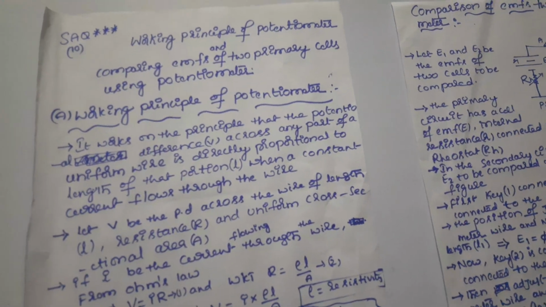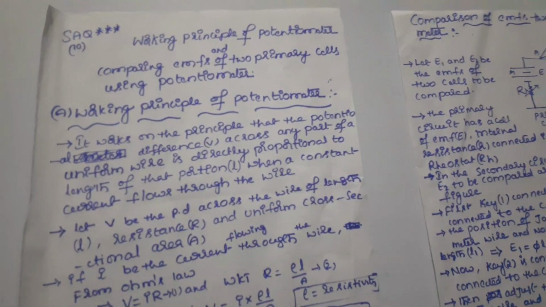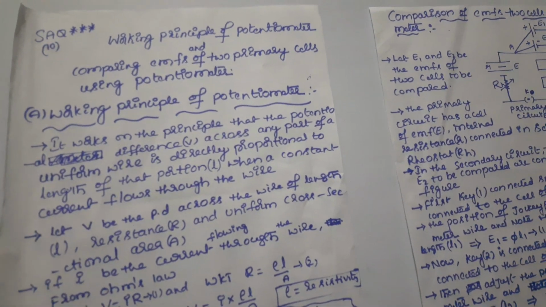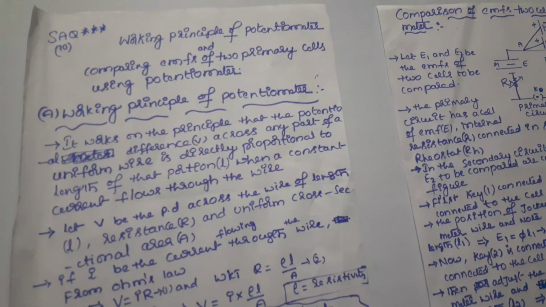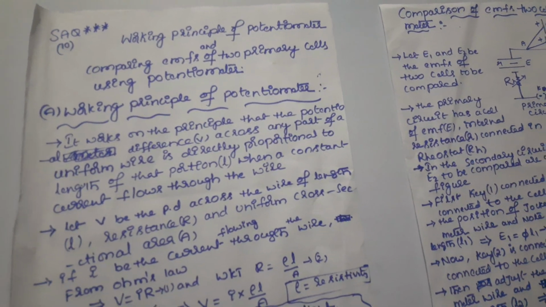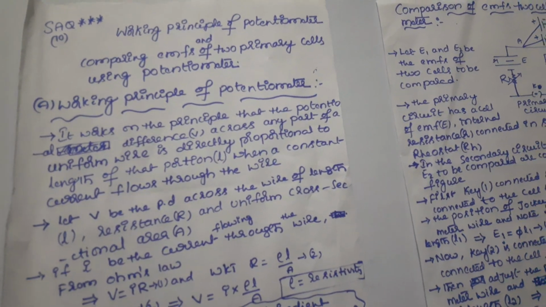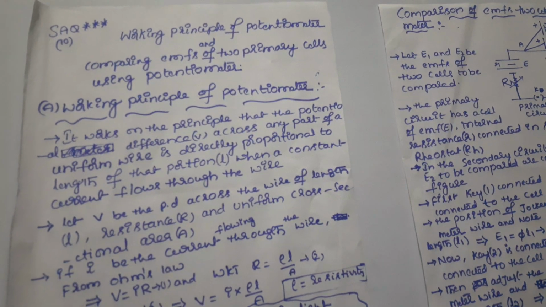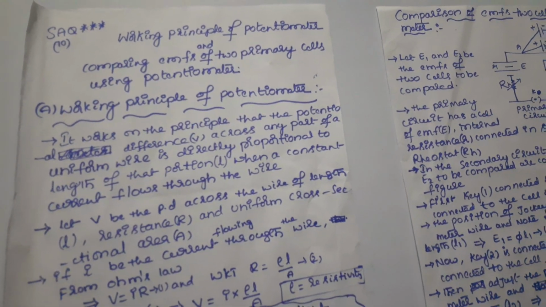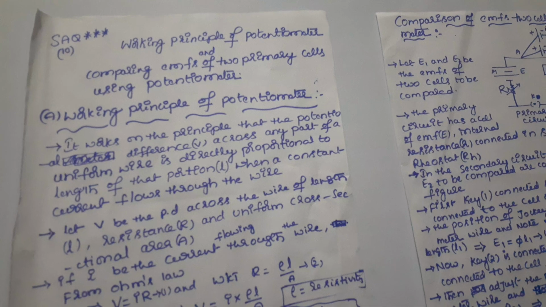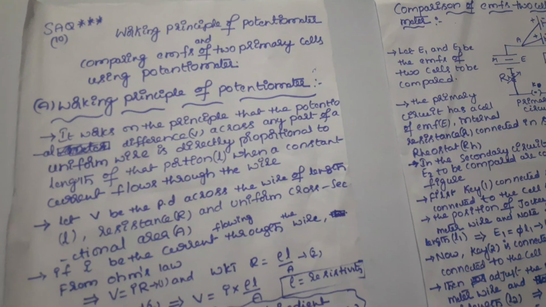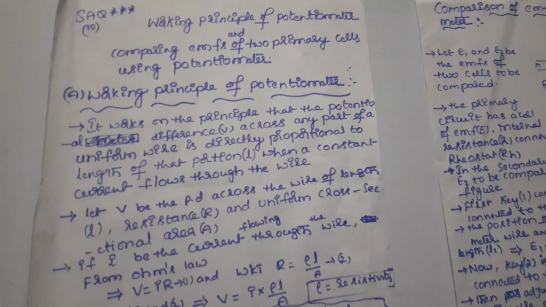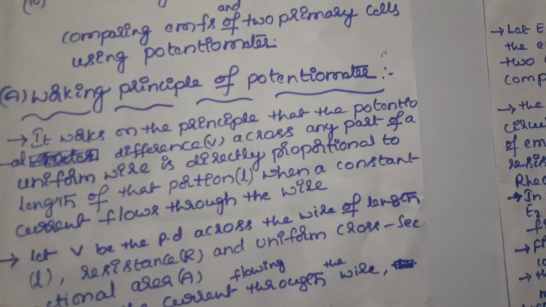So what is a potentiometer? Generally, potentiometer is a device used to measure potential difference more accurately, and also it is a device used to measure the internal resistance of a cell. And using potentiometer we can also compare the EMF values of two primary cells. So now, what is the principle of potentiometer, students?